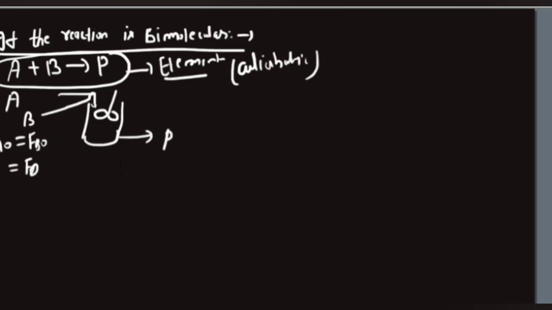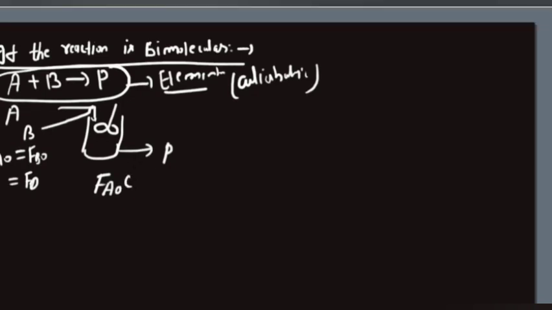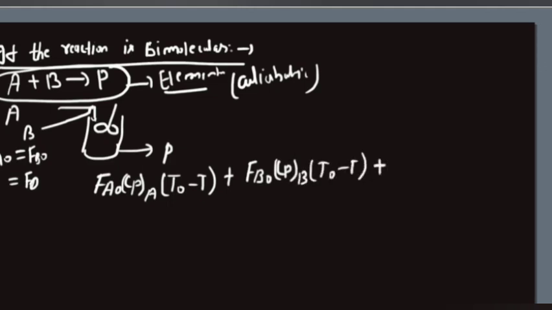Then how will you perform the material balance? Only focus on the material balance itself, not anything else. So what you have to do: FA naught Cp of A (T naught minus T) plus FB naught Cp of B (T naught minus T) plus minus of delta H naught of R into FA naught XA, that is equal to 0.